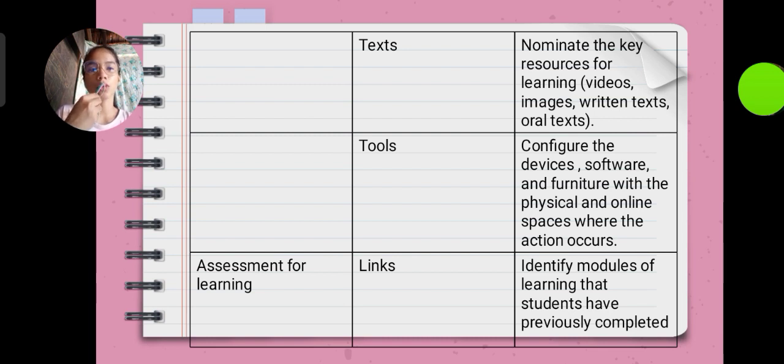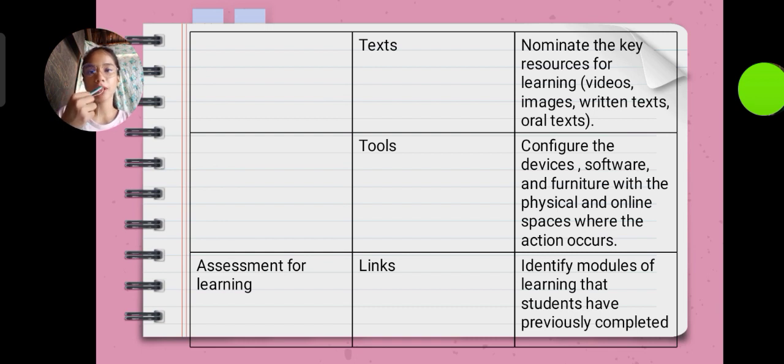Next is the tools. Configure the devices, software, and furniture within the physical and online spaces where the action occurs. So this involves technology because, as we are now in blended learning, the combination of face-to-face and online learning using technology, the presence of technology is very essential with this kind of learning, since the face-to-face is very limited.